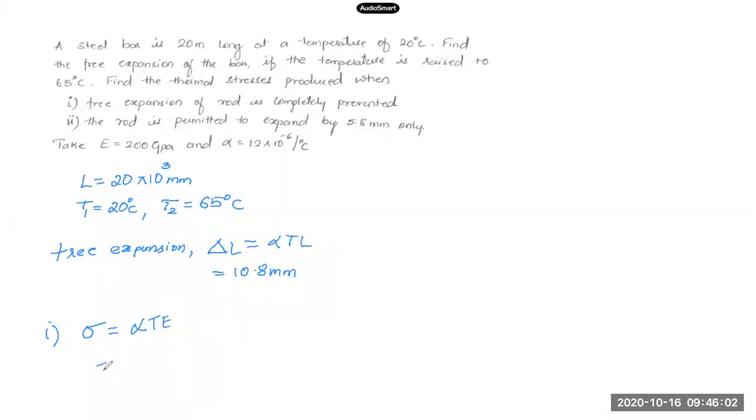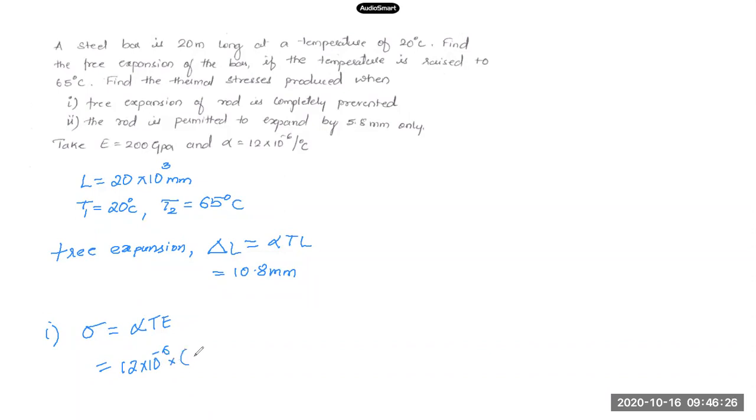So what do you have, the stresses in this case? Here E is given as 200 GPa. Alpha is the same, 12 into 10 raised to minus 6. Same, sir, 10.8 Newton per mm square. Same. Okay.